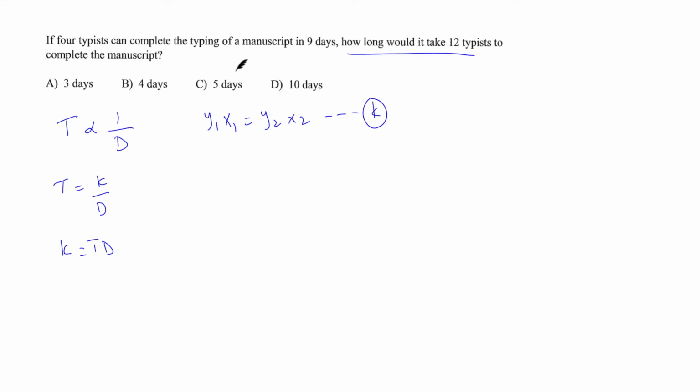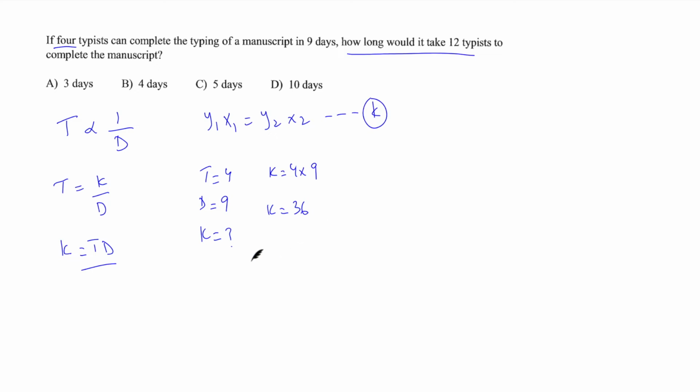And how many typists are there? Oh, here we have got 4 typists here. So when t equals 4, d equals 9, what is the value of k? Let's plug in the values and we get k equals 4 into 9 using this formula. K equals 9 into 4 is basically 36.